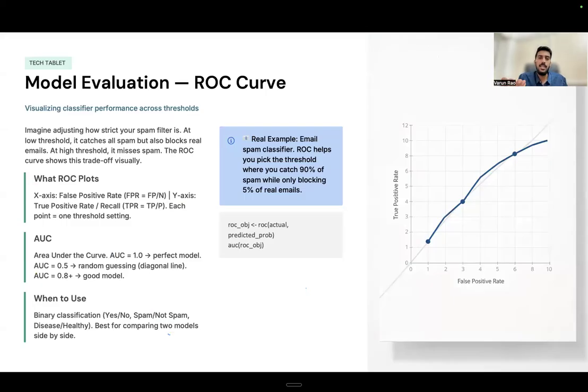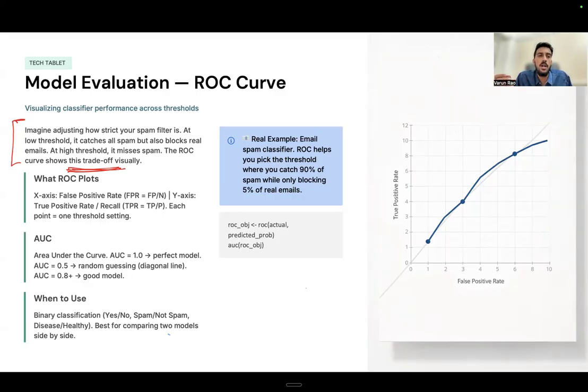Then you have ROC curve, receiver operator curve. It talks about how a model is performing, right? It shows the trade-off visually. Okay, now what do we mean by trade-off? Here, let's take a small example. Imagine adjusting how strict your spam filter is. Okay, at low threshold, it catches all spam, but also blocks real emails. At high threshold, it misses spam. Now, how do you balance between the two? You don't want it to be minimum, neither do you want it to be maximum. You want it to be optimum. In this case, an ROC gives us the right value to understand it.